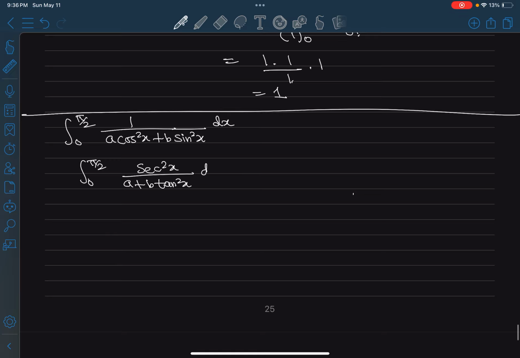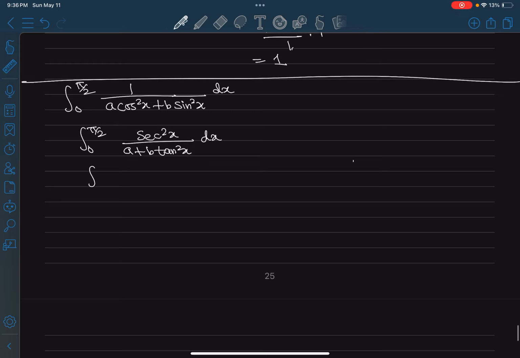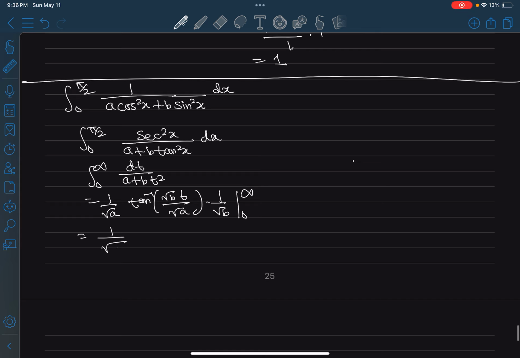Now if I make a substitution that t equals tan x, I get the integral from 0 to infinity of dt by a plus b t squared, and that gives me 1 by root a tan inverse root b t by root a, times 1 by root b, from 0 to infinity. This is 1 by root ab times pi by 2 minus 0. So I get pi by 2 root ab, right?